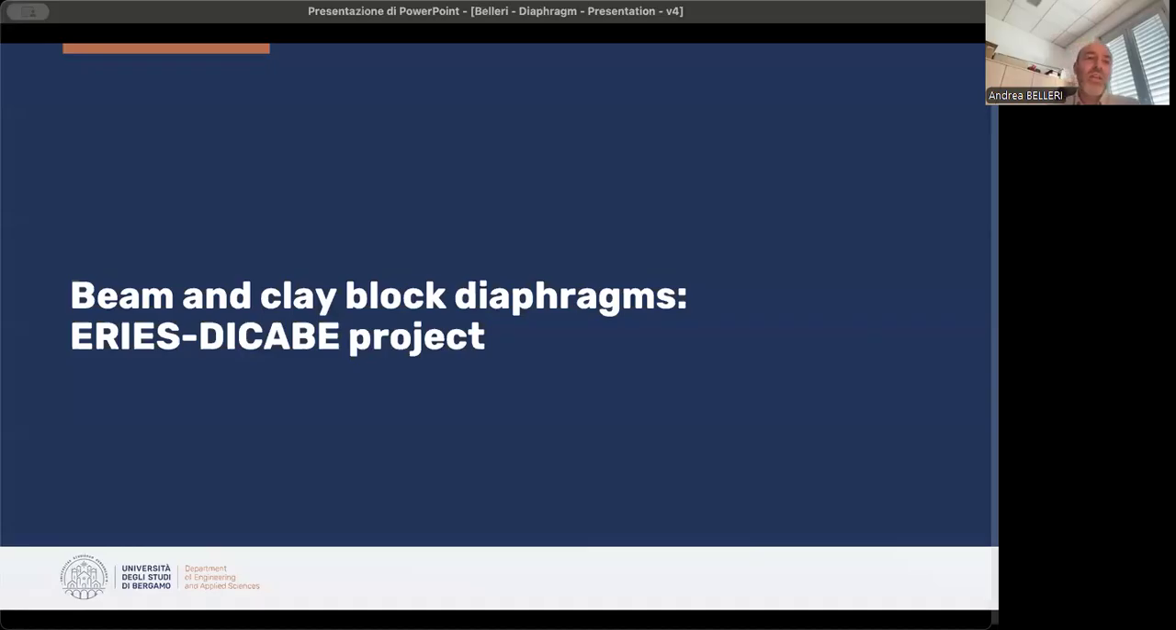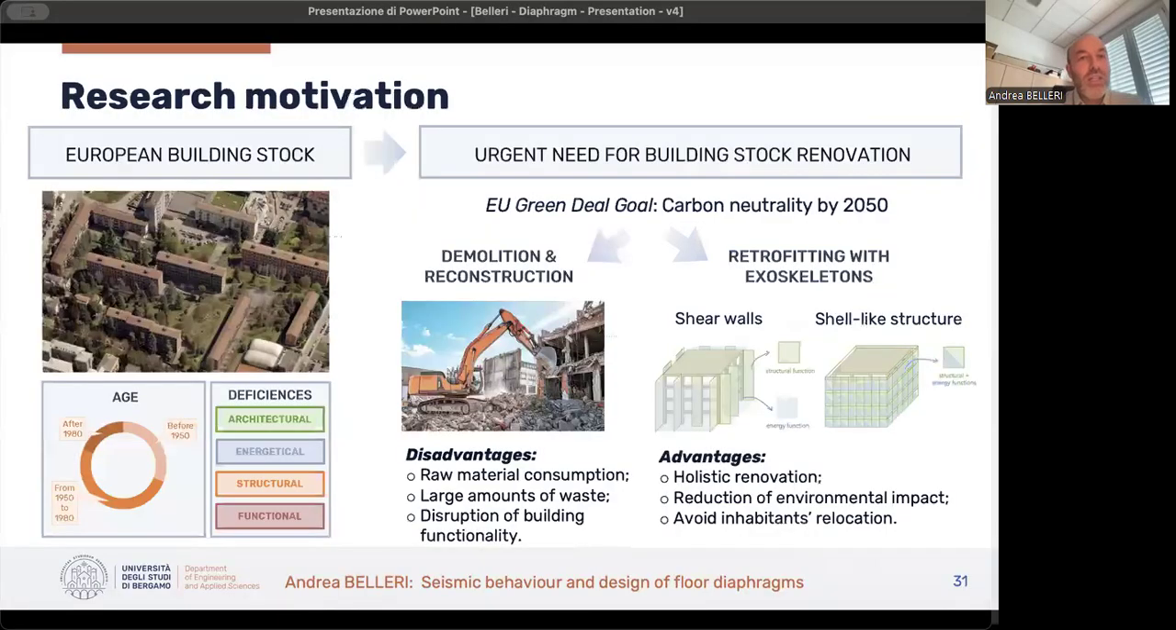Then let's talk about another type of diaphragm, the beam and clay block diaphragm that is typical, for instance, in Italy. This research started from a motivation related to the existing building stock, which is quite old and has several deficiencies: architectural, energetic, structural, and functional. And there is also an urgent need for building stock renovation, promoted by the European Union. So how can we deal with this goal?